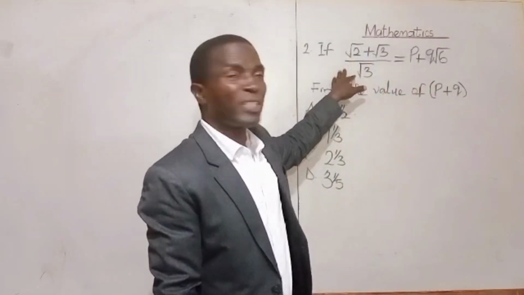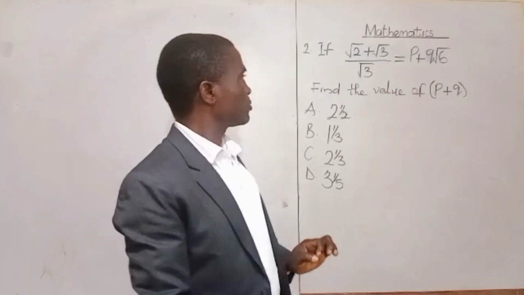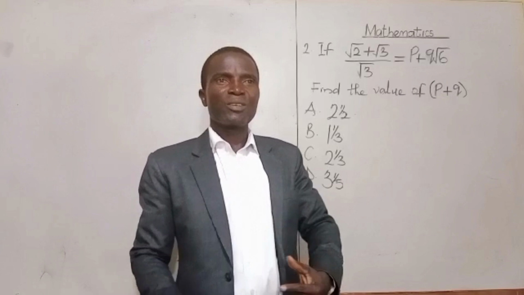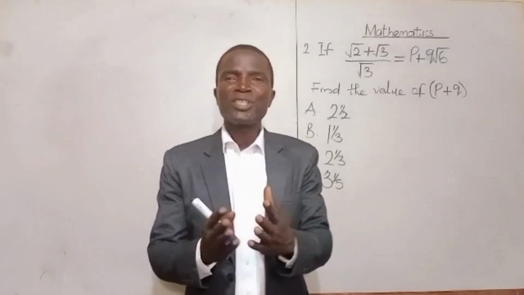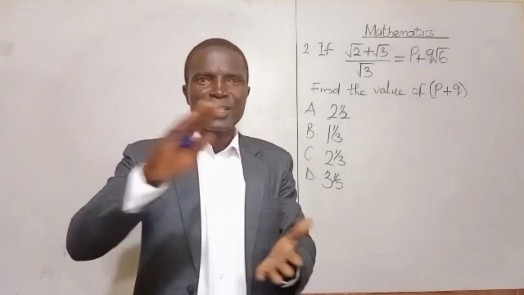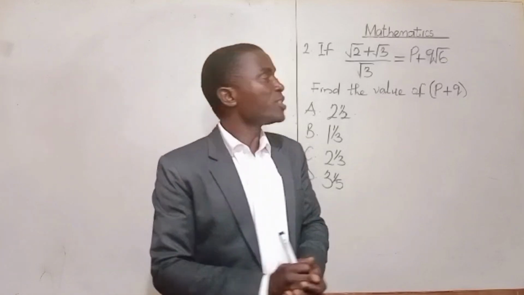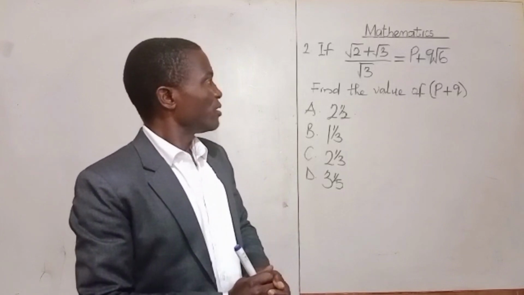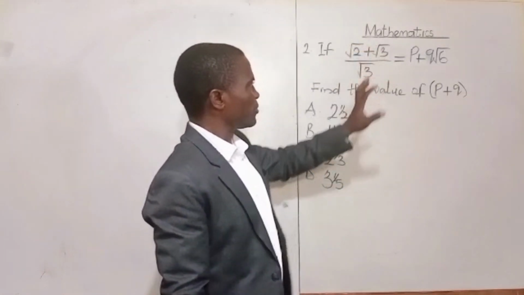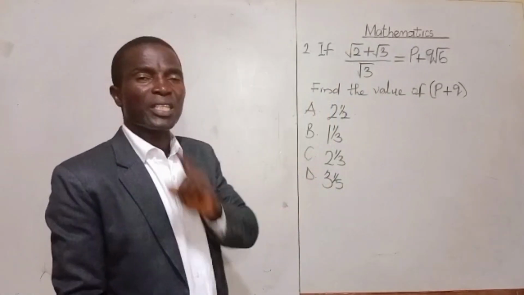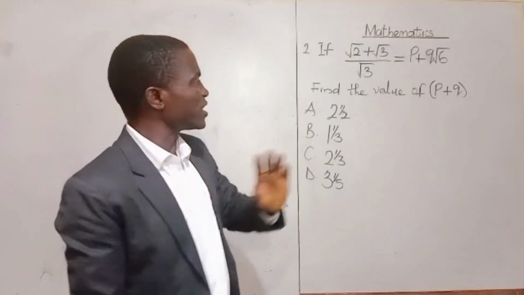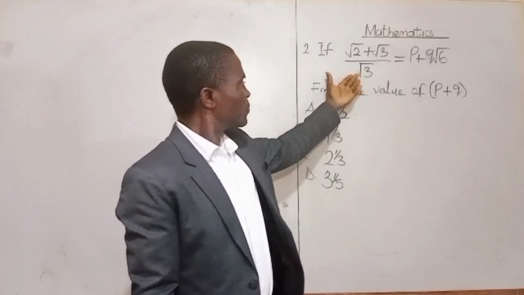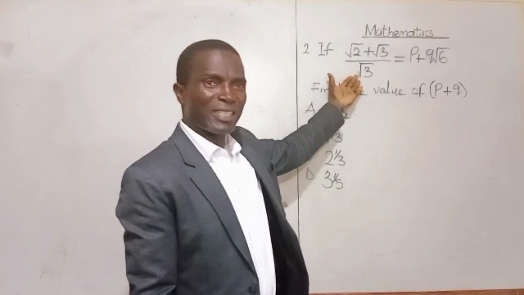This question comes under a topic called surds. Surds is an aspect of mathematics that implies representation of figures involving square roots. Now, for us to solve this type of problem, first and foremost, it is highly prohibited mathematically to present a denominator in surd form like this.